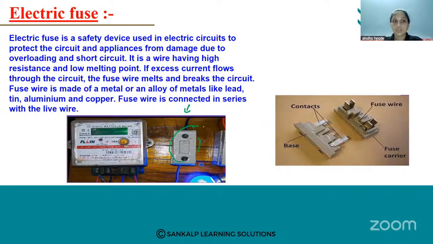See, electric fuse is a safety device. It is used in electric circuits to protect the circuit. It protects the whole circuit. Fuse protects the circuit. How it protects? See, how it protects? It is a wire. It has high resistance. Resistance property annu electricity chapter alli kaltideve. What is resistance? Resistance is nothing but it offers some opposition to the flow of current.